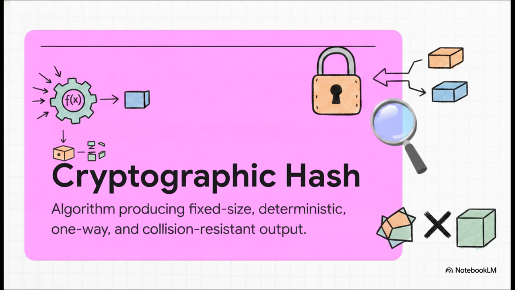Furthermore, they are collision resistant. Because there are infinite possible inputs, but a finite number of outputs, collisions logically must exist somewhere. However, a strong cryptographic hash makes it incredibly difficult, basically computationally unfeasible, to find two different inputs that produce the exact same hash in our lifetimes.